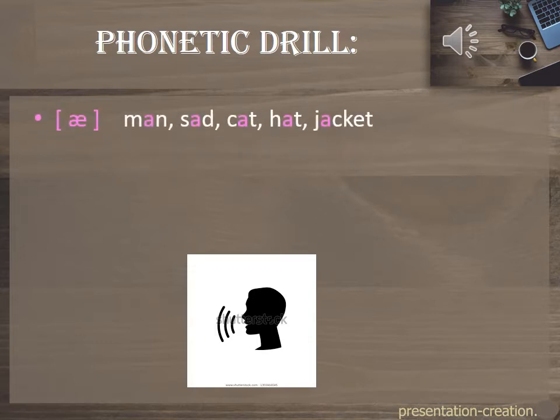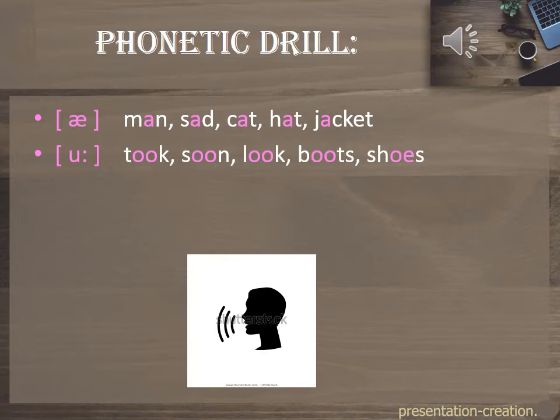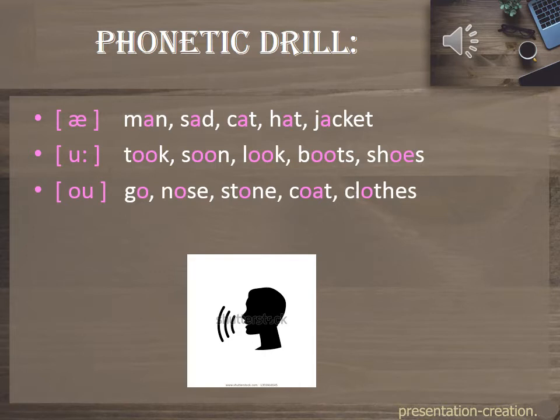The sound a: man, sad, cat, hat, jacket. The sound oo: took, soon, look, boots, shoes. Sound o: go, nose, stone, coat, clothes. Sound er: turn, learn, burn. And now stop the video please and repeat.